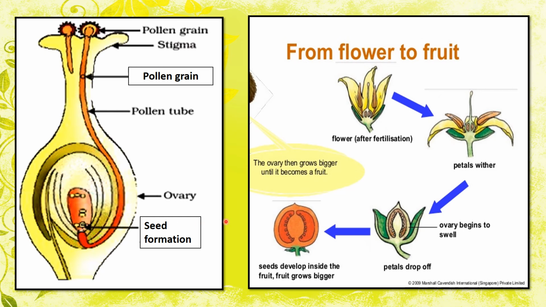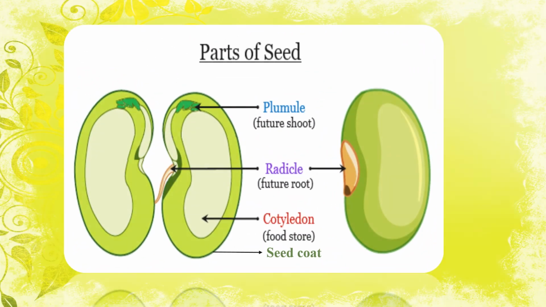After fertilization, the ovules start growing into seeds, and the ovary as a whole becomes a fruit. As the fruit matures, the petals wither away, and in this way the flower changes into fruit, and the fruit bears the seeds. After fertilization, the flower changes into fruit and fruit bears the seed.